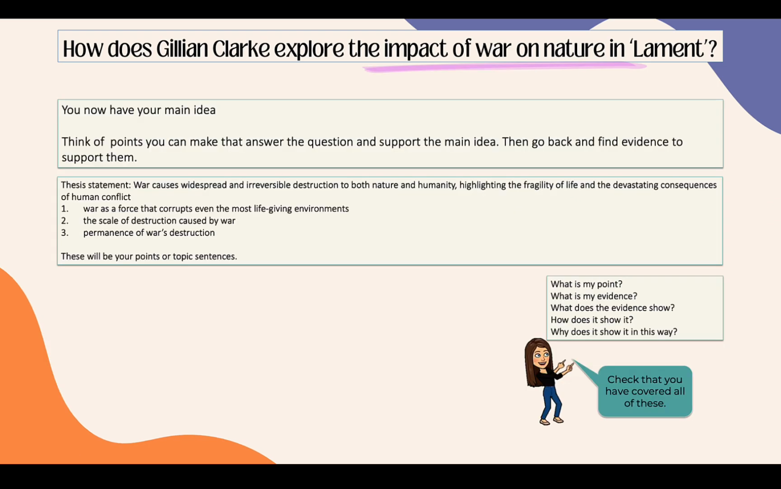Okay, so now you've got your main idea. You're now going to think of the points that you can make that answer the question, support your main idea. Remember I said it's a little bit like an umbrella. And then you go back and you find evidence to support them. So our thesis statement is, I'll give you a second to read that again.